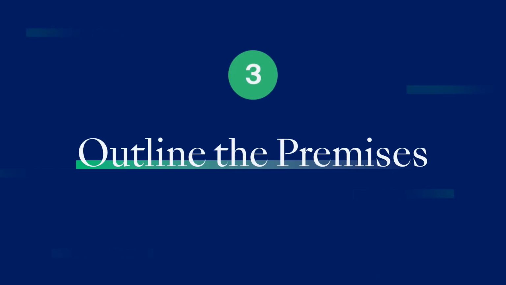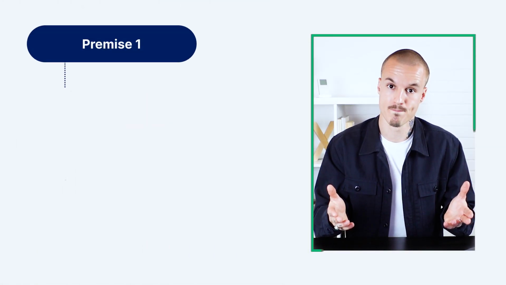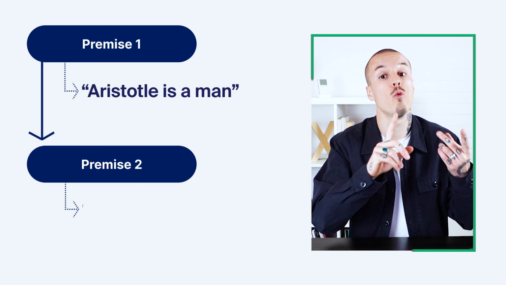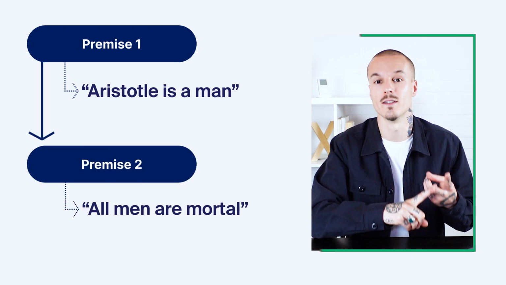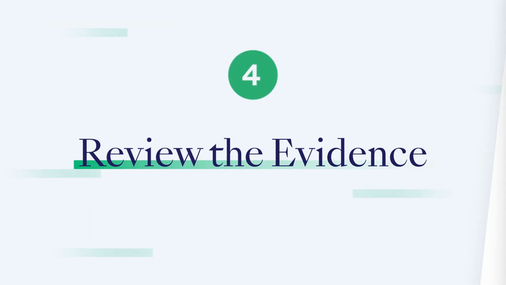Step 3. Outline the premises. In the case of our example argument, Aristotle is a man is one of our premises. All men are mortal is the second of our premises. Step 4. Review the evidence.